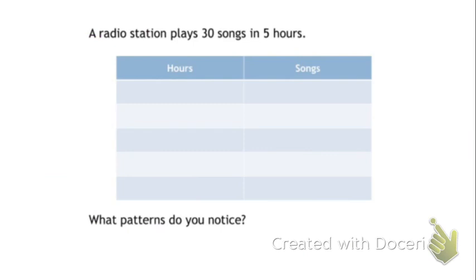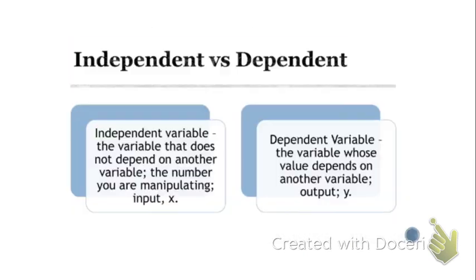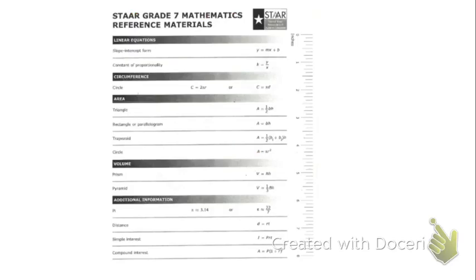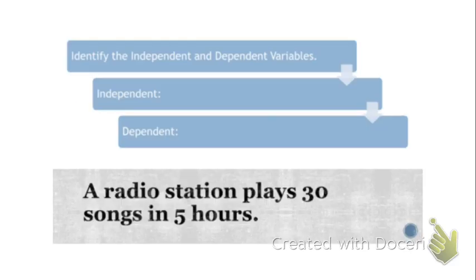Earlier I mentioned that your constant equation is found on your reference chart. I'm going to point that out to you. On your reference chart, we see the constant of proportionality, and we see that k is equal to y over x. So the constant is identified on your reference chart, and it's going to be the ratio of y divided by x.